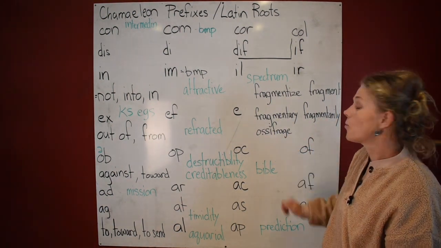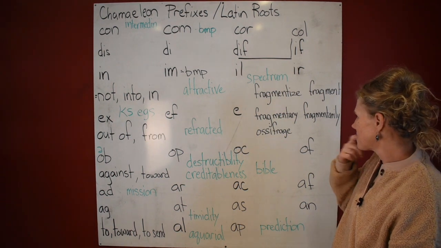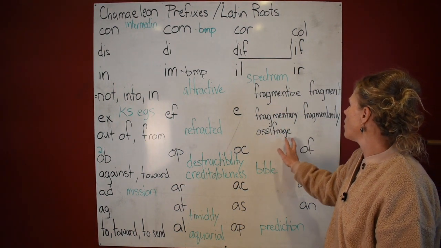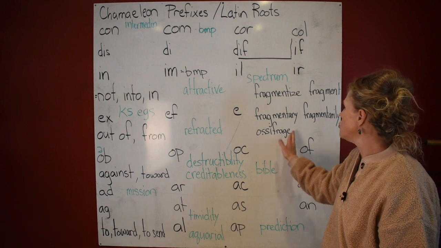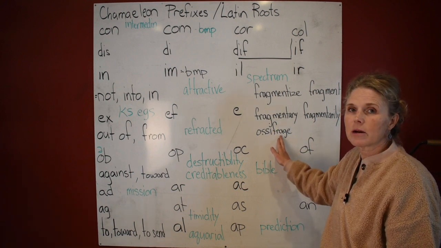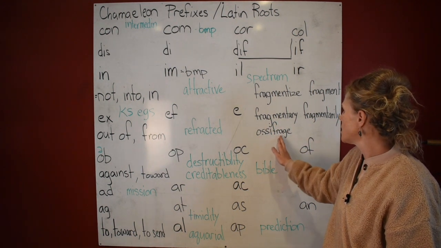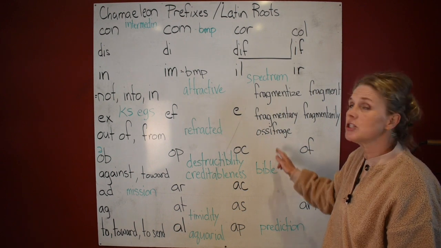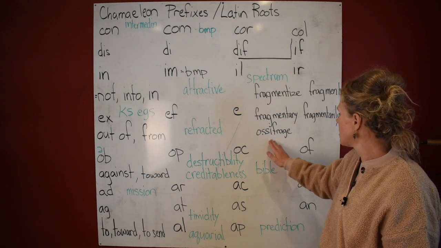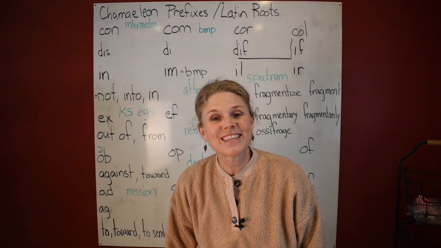Ossifrage, where is your root? Right there. So also, even though this says age, you still have something here that is your root and it will break it apart. Because age can also be a suffix, but not in this word. We'll see you in the next lesson.